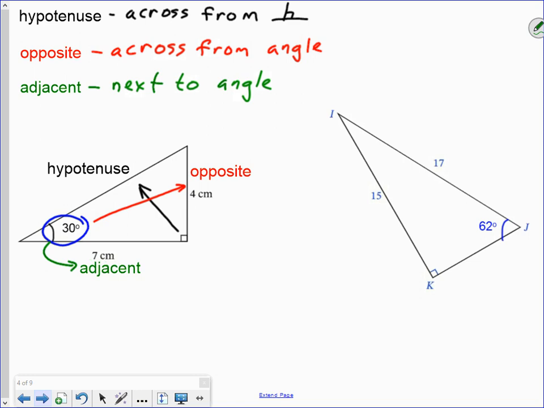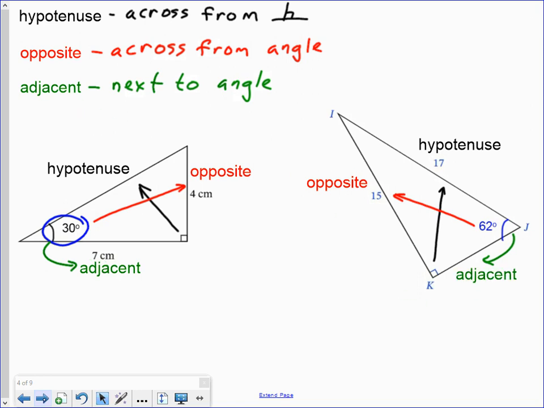So we can do the same kind of thing with this triangle over here on the right. If we are given this angle J here, 62 degrees, we know that this is going to be our hypotenuse. And we always do the hypotenuse first. It's across from the right angle. Again, if we've got this angle here, we want to go to the opposite side to figure out which side here is the opposite. And then the side that is right next to it is going to be the adjacent side. We want to be able to label those 3 sides on all of the right angle triangles that we encounter in this unit.